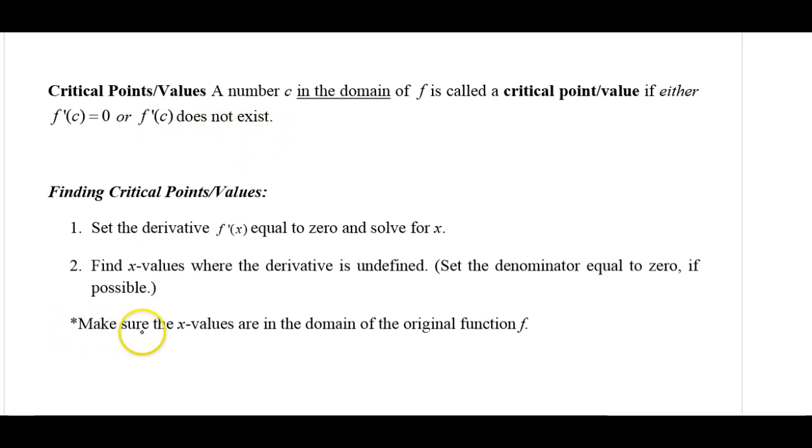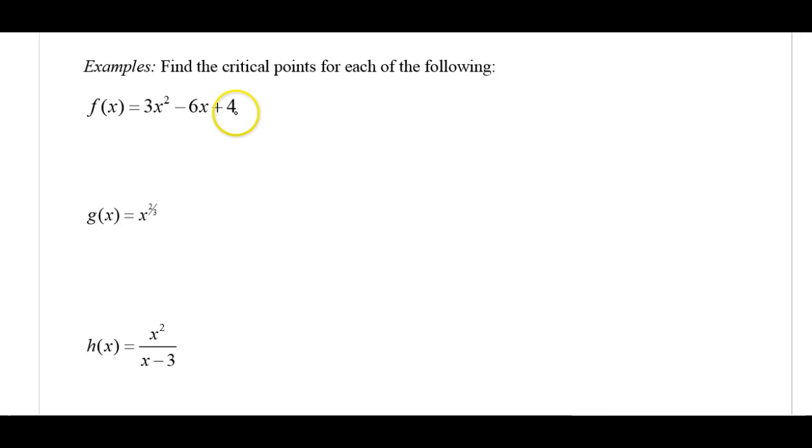Now, one of the really important things to remember is that these numbers have to be in the domain of the original function. Once we set the derivative equal to 0 and find where the derivative is undefined, we have to double check that those x values are in the domain, that they can be plugged into the original function and still make sense. So there's no vertical asymptote or a hole in the graph there. Alright, so here are some examples of finding the critical points for each of the following.